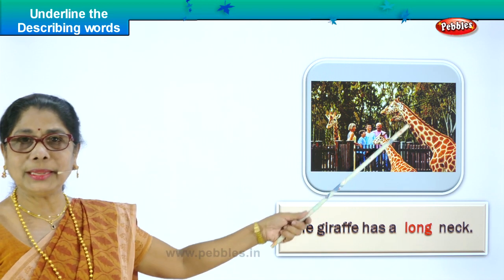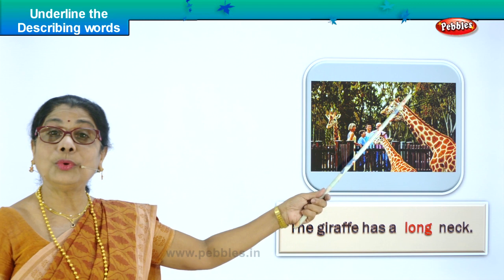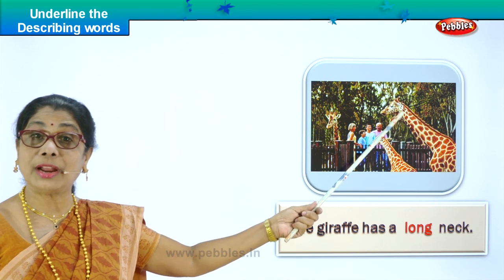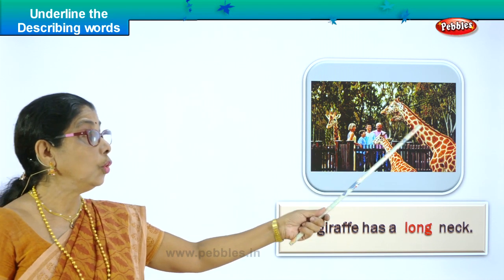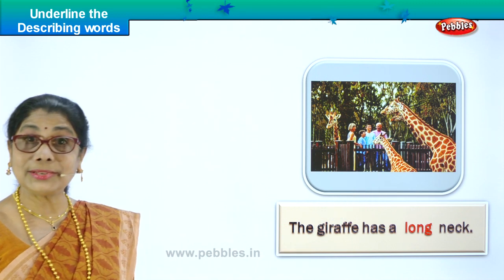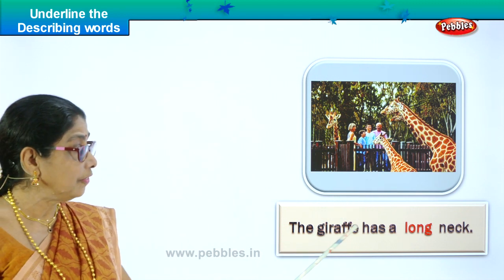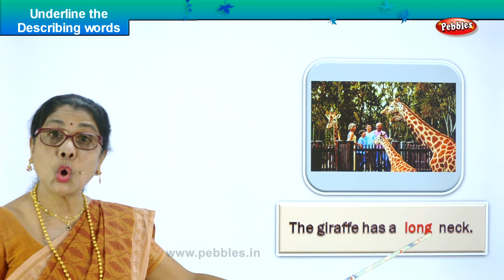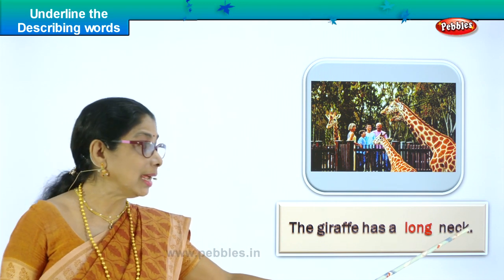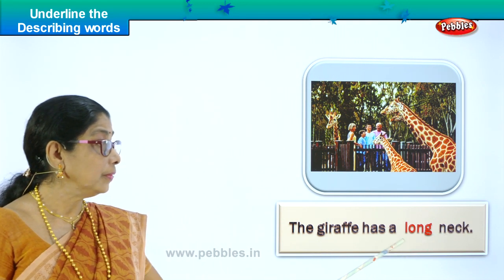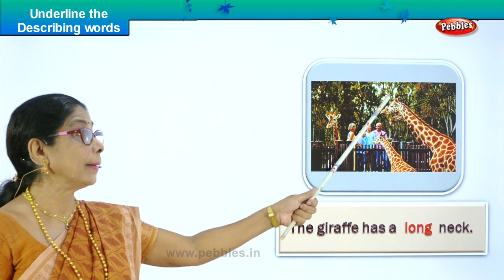Have you seen this animal at the zoo? Yes. Which animal is this? Giraffe. What does he have? Long neck. Let's read the sentence. The giraffe has a long neck. What describes the giraffe? His long neck.